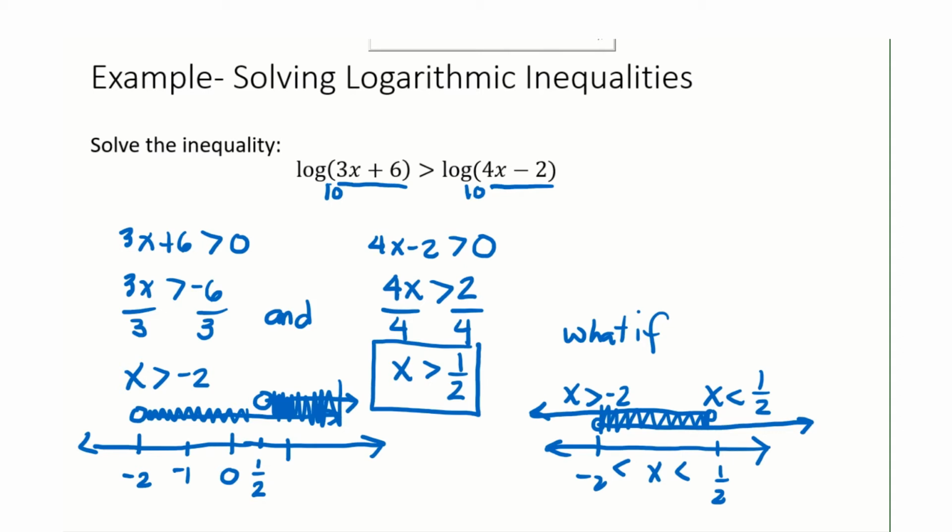But again, take note, this is my what if, just an extension of what I'm trying to explain through these restrictions, x greater than negative 2 and x greater than 1 half. So let's remove this. This is not what we need. This is just an additional idea. So for log base 10 of 3x plus 6 greater than log base 10 of 4x minus 2, our x can only be greater than 1 half.